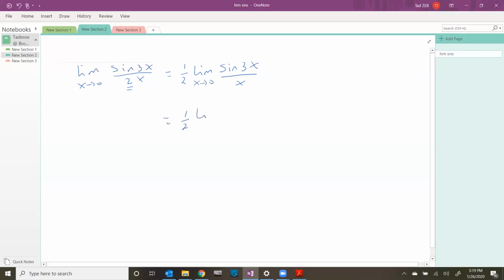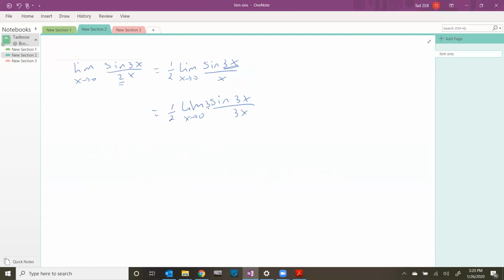Now again, here I do have 3x inside the sine. To make the same argument in the denominator, I will multiply it by 3. If I'm multiplying the denominator by 3, I need to do the same thing in the numerator, so that in effect it is multiplying by 1. Now 3 is a constant, so I can factor it out, and that will be 3 halves times the limit of sine 3x divided by 3x, as x approaches 0.